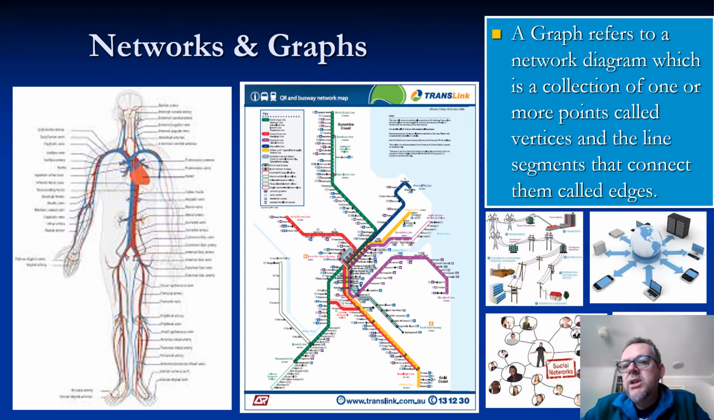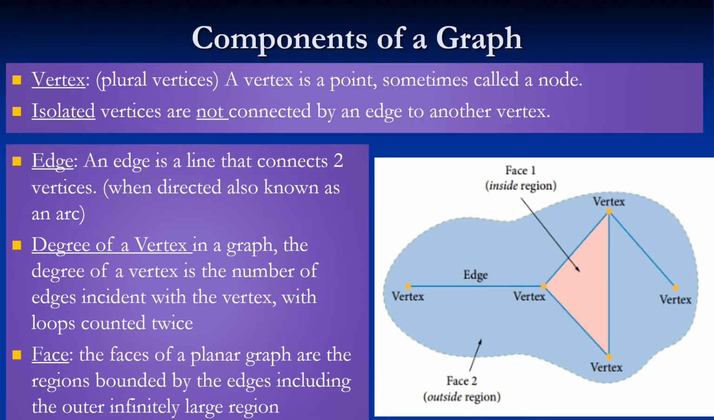So our first definition of the day is that a graph refers to a network diagram, which is a collection of one or more points. Now each point is called a vertex, and the line segments that connect them are called edges. So to continue with the jargon, one vertex is a point on a graph. Sometimes we call that a node.